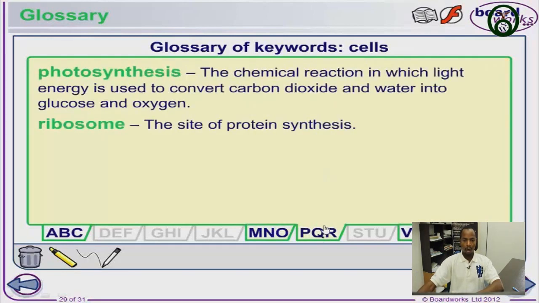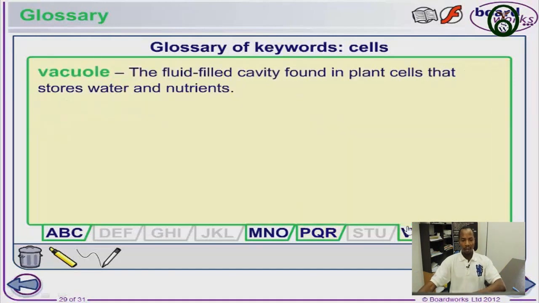Now let's take a look at more. Photosynthesis, we say, is a chemical reaction in which the trapped sunlight energy helps to convert carbon dioxide and water into glucose and oxygen. What of the ribosome? It is the site for protein synthesis. The ribosome helps to synthesize the protein in the cell. Now, what about the vacuole? The vacuole is the fluid-filled cavity that contains the plant cell's water and nutrients. It helps to store the water and the nutrients of the plant.